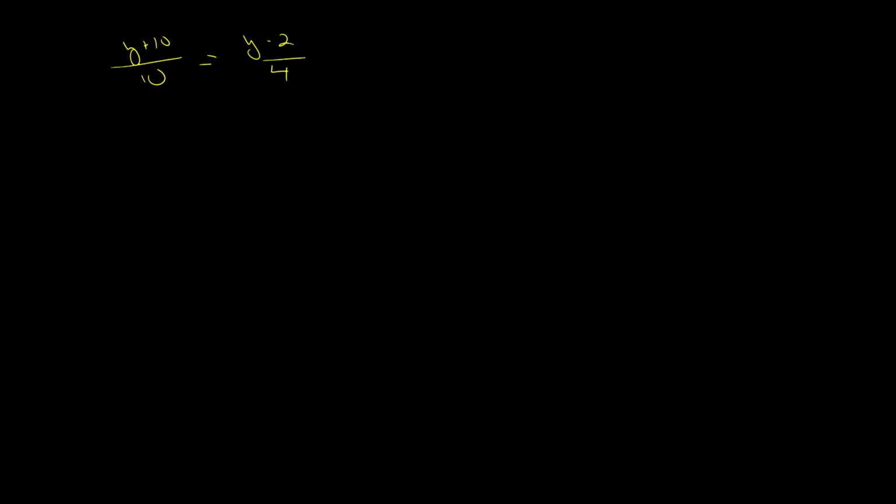And so we're going to use cross multiplication. We're going to use that, when I have two fractions equal to each other, which is called a proportion, I can cross multiply. And so 10 times y minus 2 is equal to 4 times y plus 10. Why am I saying I can cross multiply? Let's take a little bit here to see why this is true.